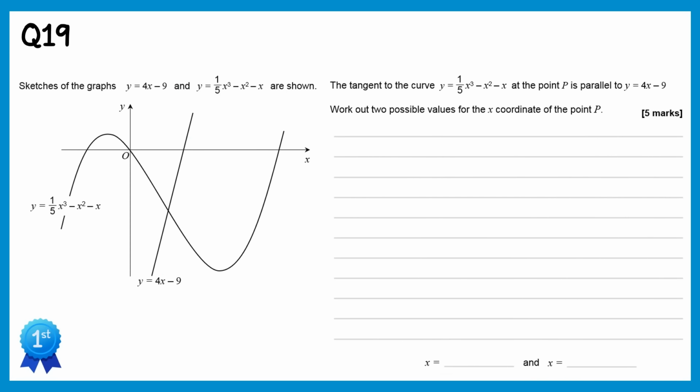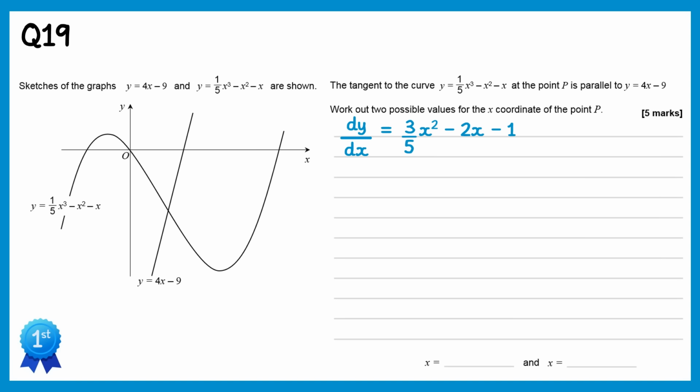To work out the gradient of a tangent to a curve, you need to differentiate it. So dy by dx, we do 3 times 1/5, which is 3/5, and then reduce the power from 3 to 2, so it's x squared. And then to differentiate negative x squared, we do 2 times negative 1, which is negative 2, and then the power goes down from squared just to 1, so it's just x. And then when differentiating negative x, you get negative 1.